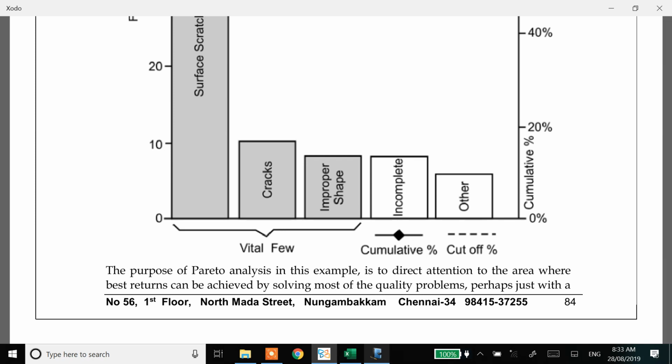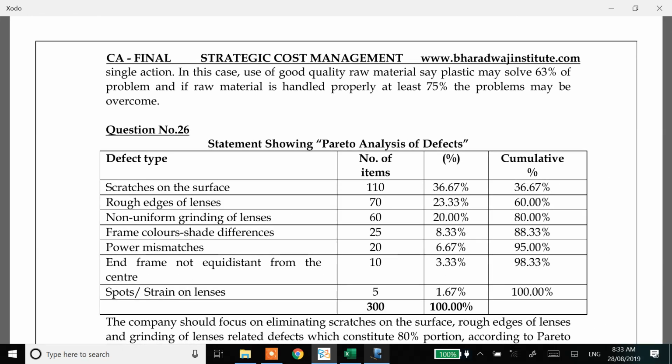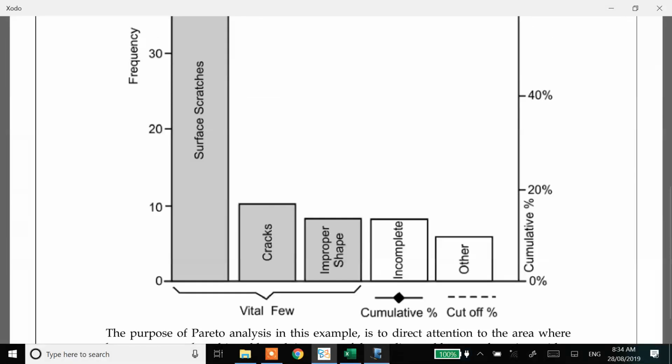The purpose of Pareto analysis is to direct attention to the area where best returns can be achieved by solving most of the quality problems with just a single action. In case good quality raw material, say plastic, may solve 63%, and if raw material is handled properly, 75% of the problems may be overcome. Because I have surface scratch, which is because of a bad raw material, and cracks, if I handle raw material properly and have a better raw material, I'll achieve 75% of the results.